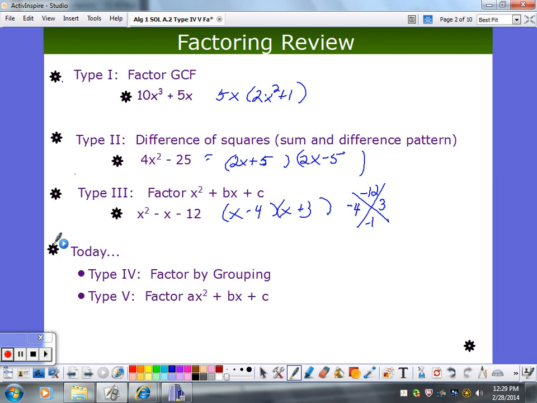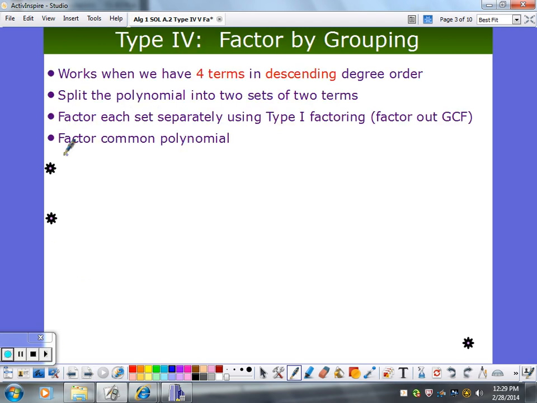So we're going to do types 4 and 5 today. And that's all the factoring we get to do. We get to do more of them in Algebra 2. Type 4, one way to remember type 4, it has 4 terms. Type 4 has 4 terms, and they're in descending degree order. What does that mean? The exponents go down. So x to the 4th, x to the 3rd, x squared, it goes down.